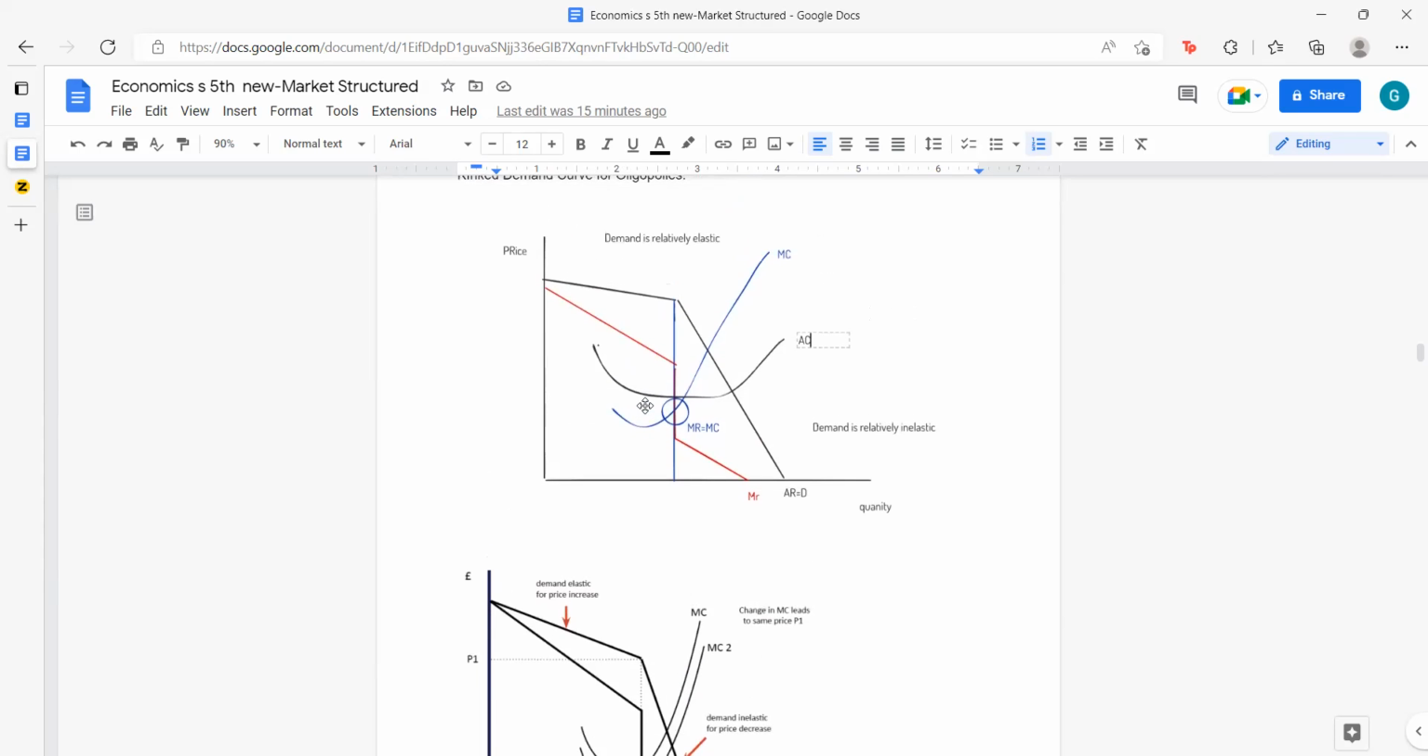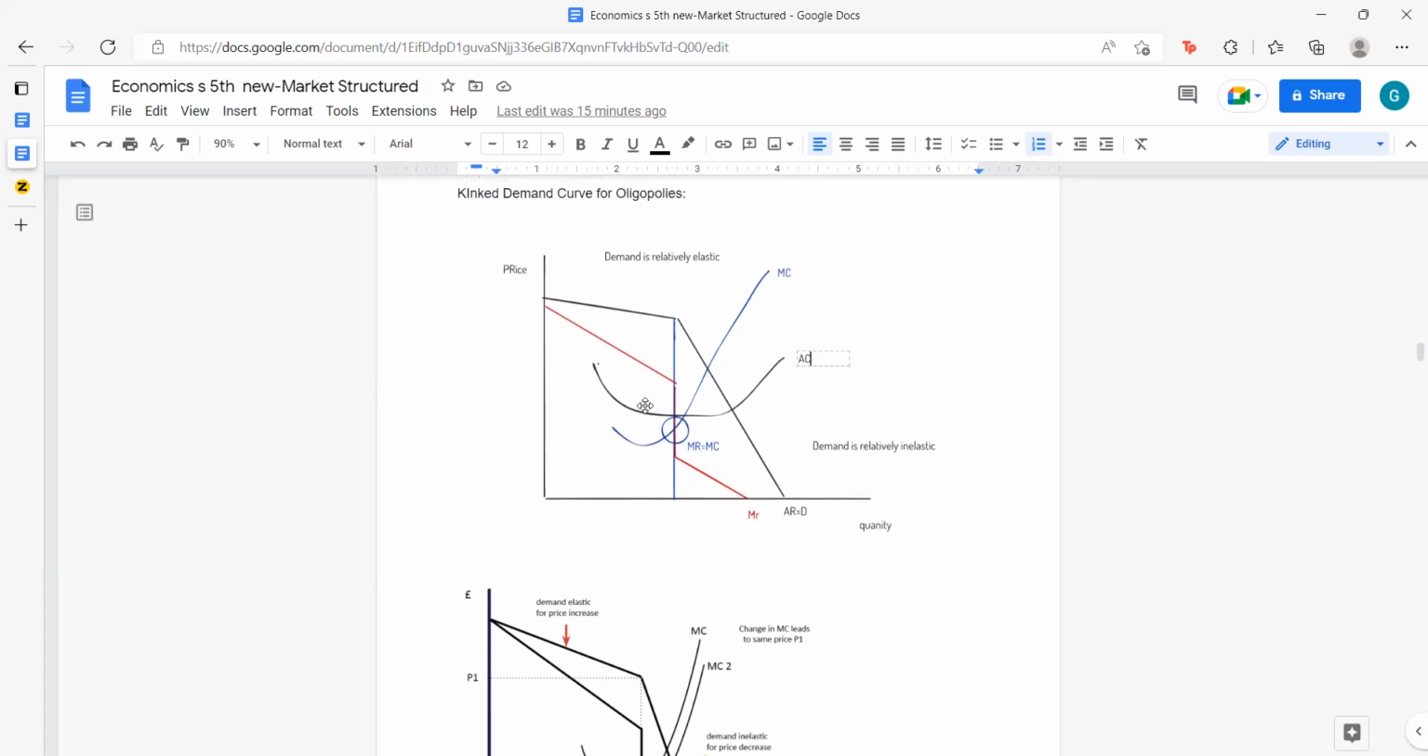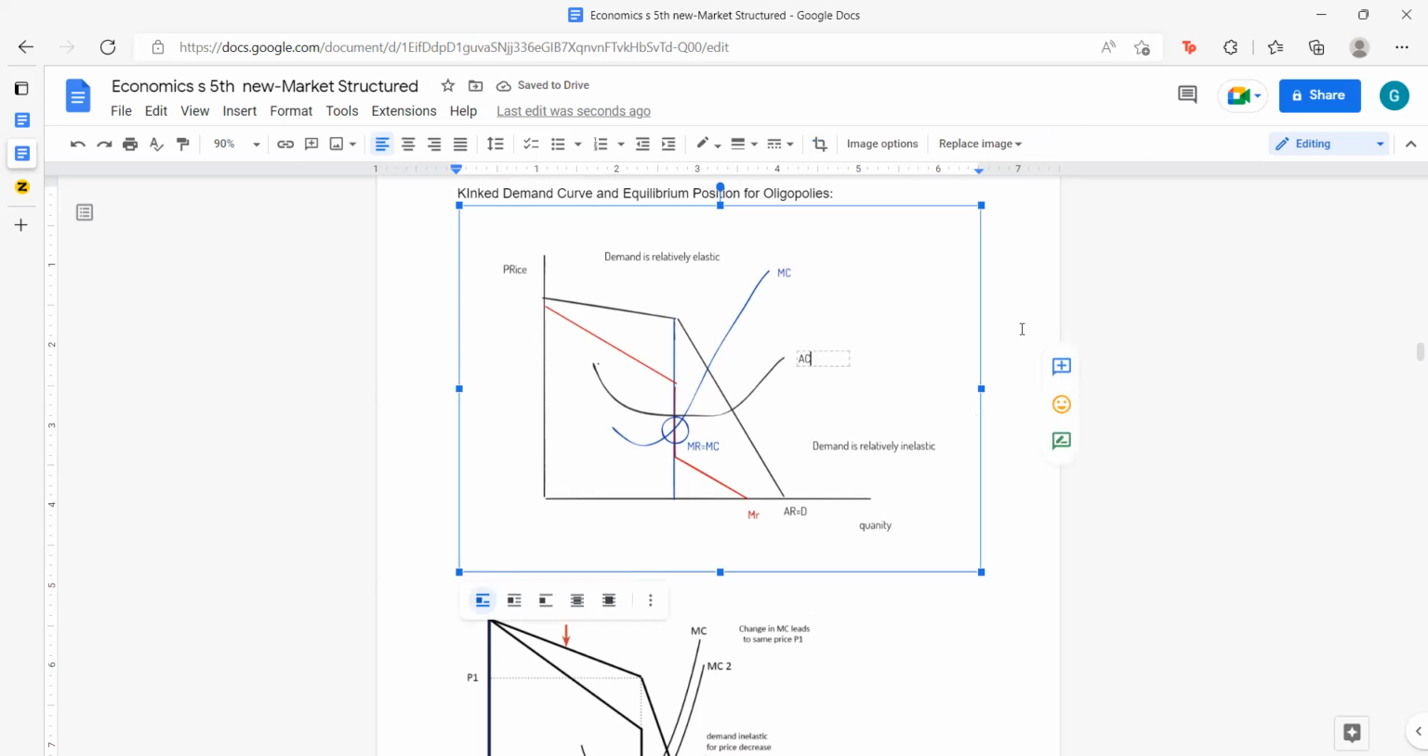Right, so just copy that. Call it equilibrium position. Kinked demand curve and equilibrium position for oligopolies. Right, when you finish copying the diagram, give me a 1 in the chat and I will proceed.